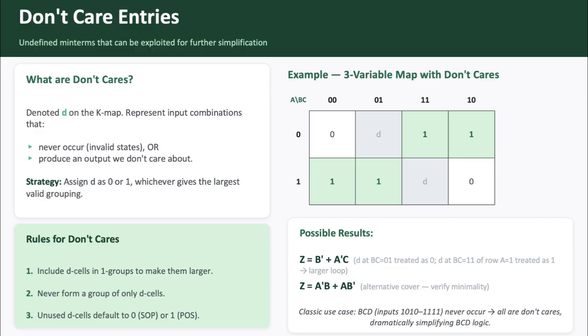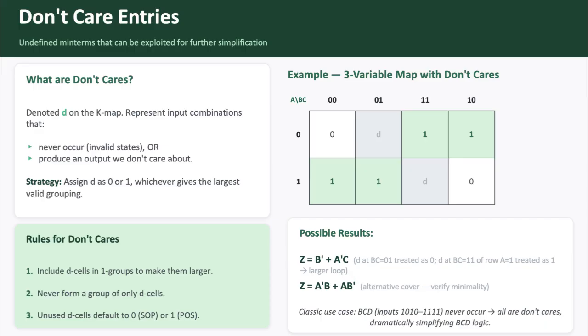Instead, look at what groupings are possible. The ones at a equals 1, bc equals 0 0, and a equals 1, bc equals 0 1 can be grouped with the one at a equals 0, bc equals 0 0, treating the don't care at a equals 0, bc equals 0 1 as 1, giving a valid 2 by 2 block.